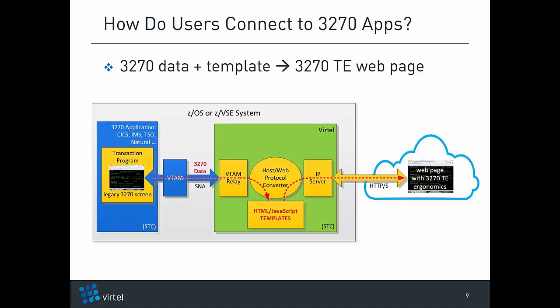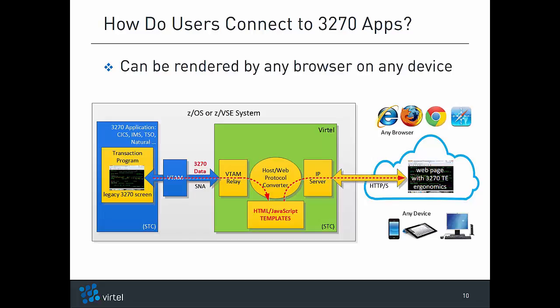To generate a 3270 terminal emulation web page, Virtel Web Access inserts the 3270 data coming off VTAM into predefined HTML JavaScript templates. The resulting web page can be rendered by any web browser running on any device.